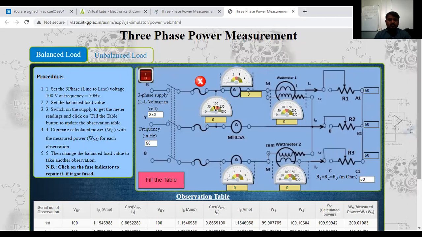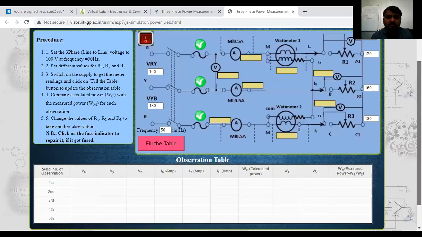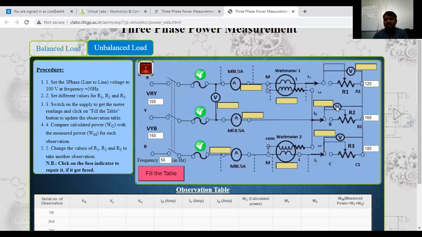Any doubts? No, sir. Okay. Similar way, we'll go for the unbalanced load here now. Just click on the unbalanced load. The circuit diagram will change here now because the phase voltage will change. See here, one voltmeter we have added for the R phase, another voltmeter for the Y phase, another voltmeter for the third phase we have added here now.